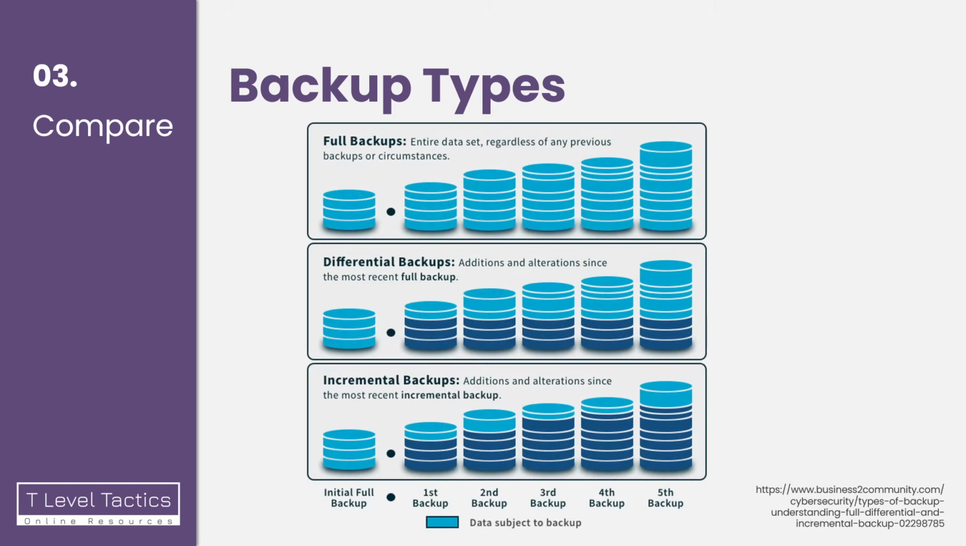Here's an illustration of those different types of backup. At the top, you can see a full backup, where every time a full backup is performed, it backs up all of the data present. In the middle, differential backups, which back up all the changed data since that original full backup. And at the bottom, an incremental backup, which backs up data that has changed since any type of backup performed.